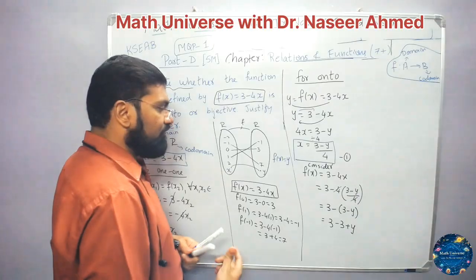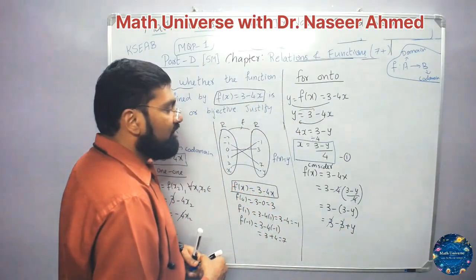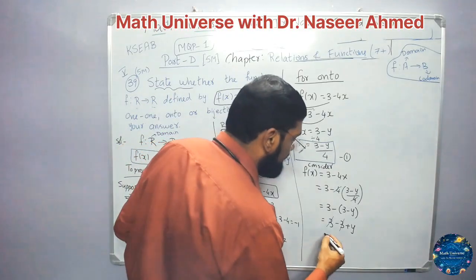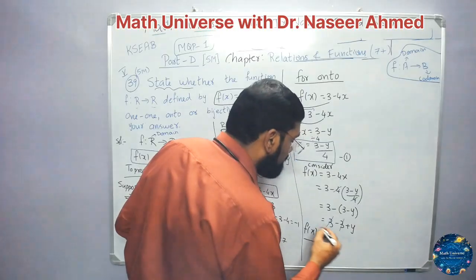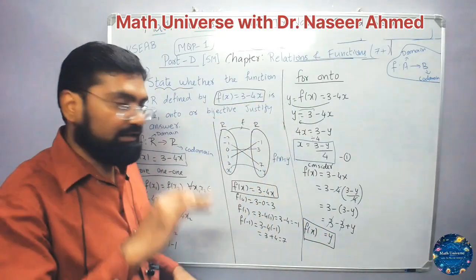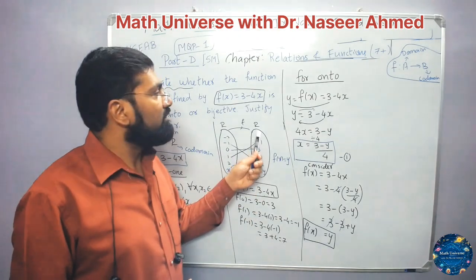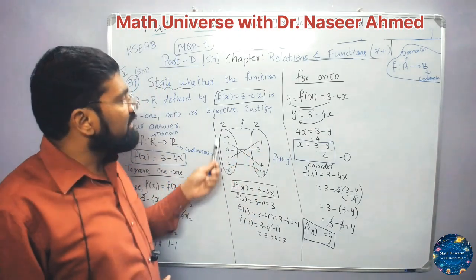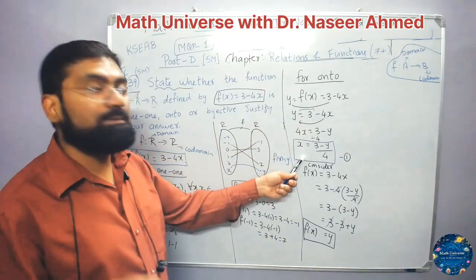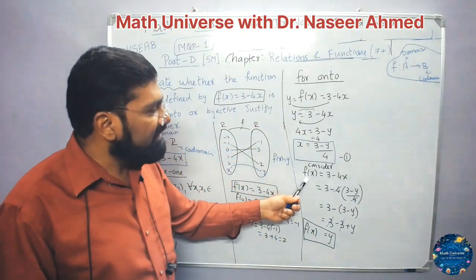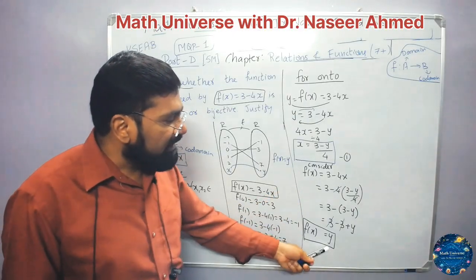Now again you see carefully. Both plus 3 and minus 3 will get cancelled. We are left with y. And we proved it. What we have proved, understand, is what we say for onto: for every y present in codomain, there exists x present in domain such that f of x equal to y. So what we did, first we found that pre-image, and then we proved that yes, this pre-image is mapped by f to the image itself.